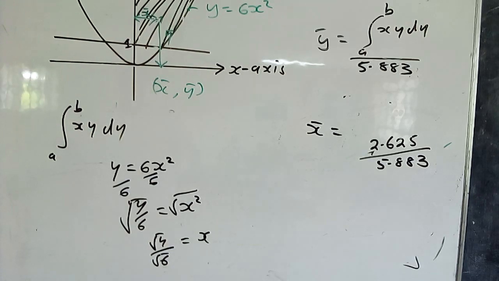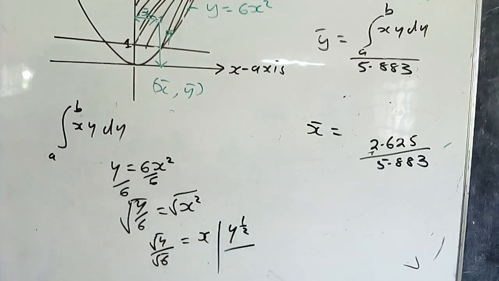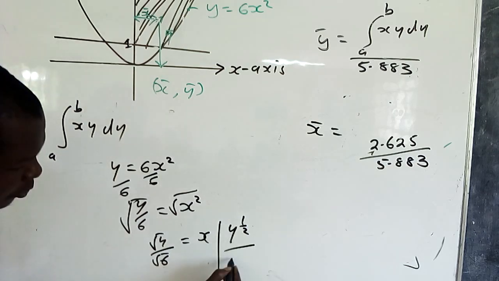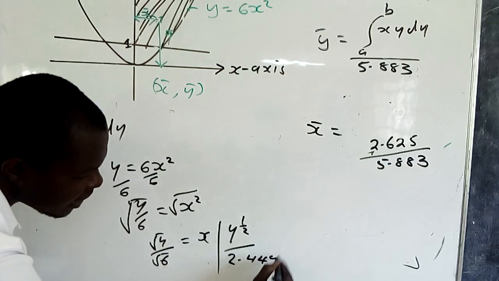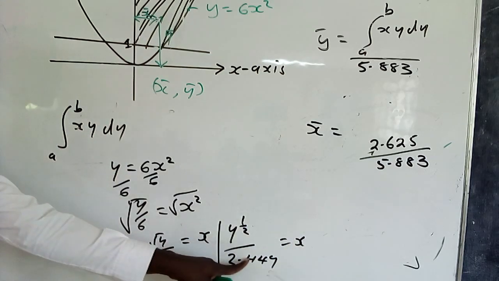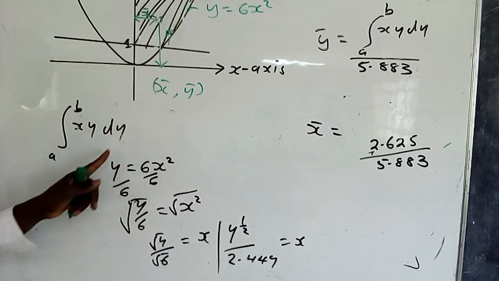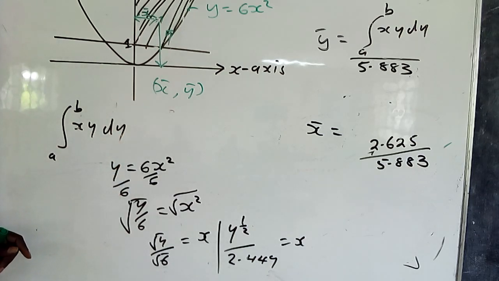So what is the square root of y? The square root of y means y raised to power half, isn't it? Then what is the square root of 6? 2.449 is equal to x. So where there is x, we put the value of x. Everything must be in terms of y because we are integrating with respect to y. Are you seeing that? Is that okay?